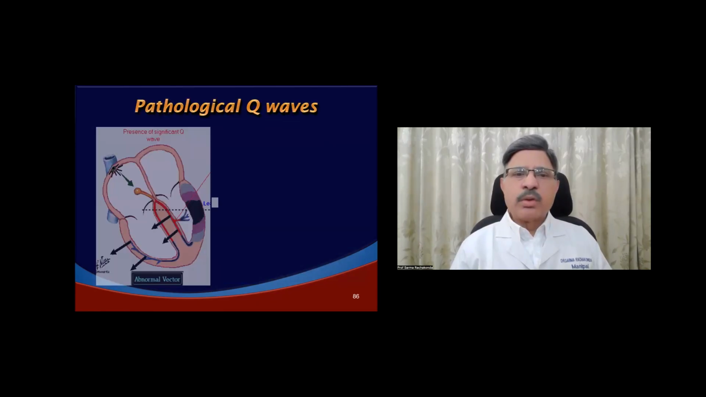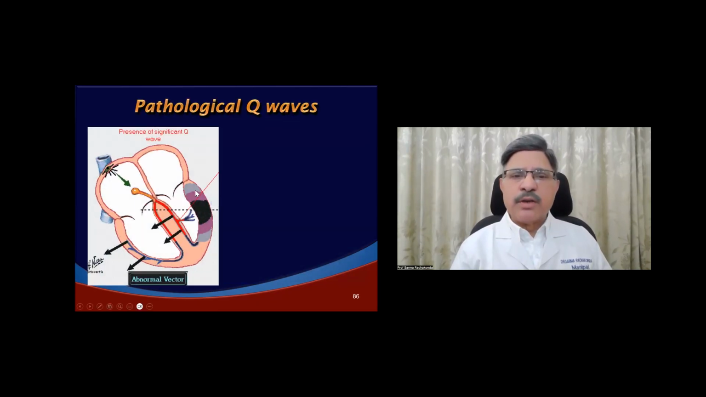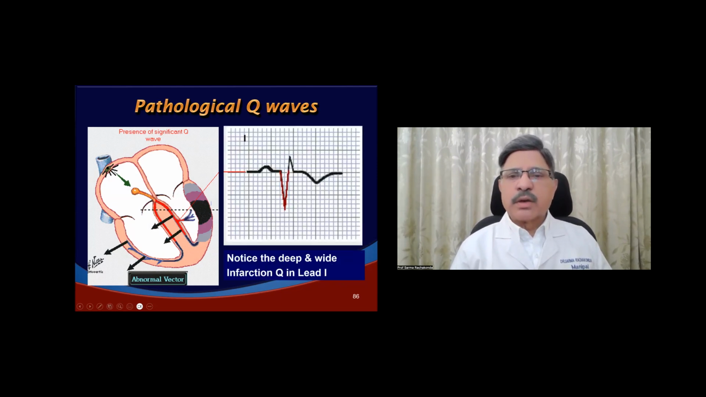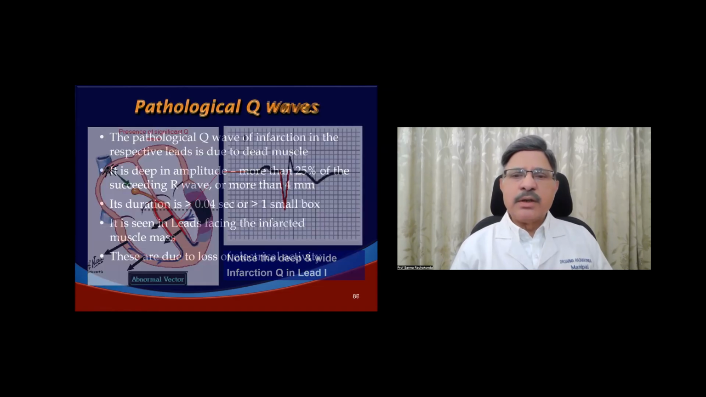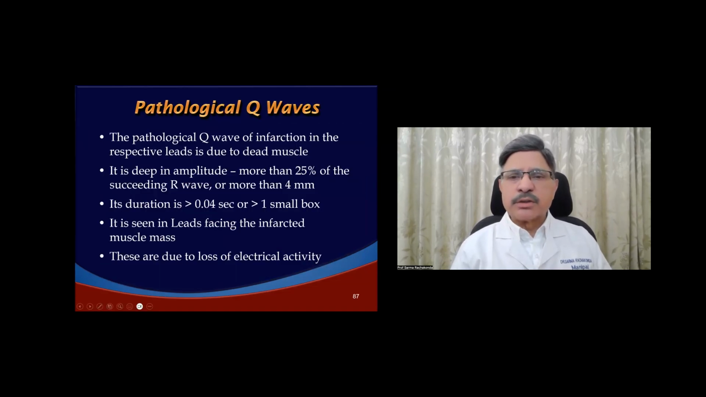And now you go to the pathological Q wave. Suppose there is an infarction in the lateral wall here. Because the current is not going this side, all the current appears to be going to the right side. Then you have Q waves. These are called the pathological Q waves. Very deep Q waves, more than 25% of the subsequent R wave, more than 0.04 seconds, more than 4 millimeters in size. These are the criteria. More than 25% of the succeeding R wave, or more than 4 millimeters, or more than 0.04 seconds, or one small box, then that is a pathological Q wave.